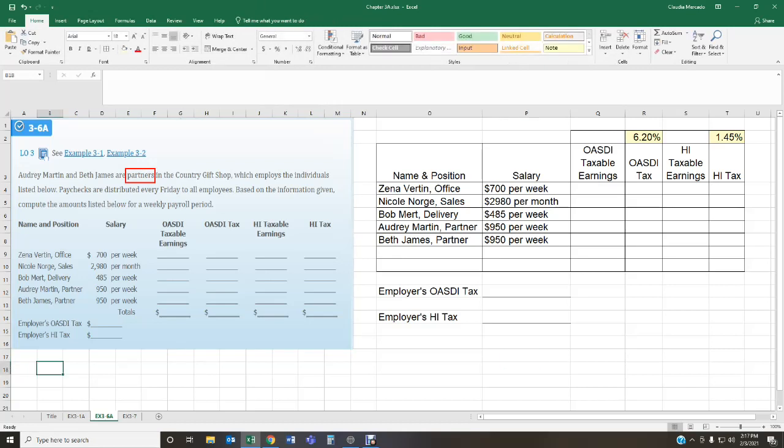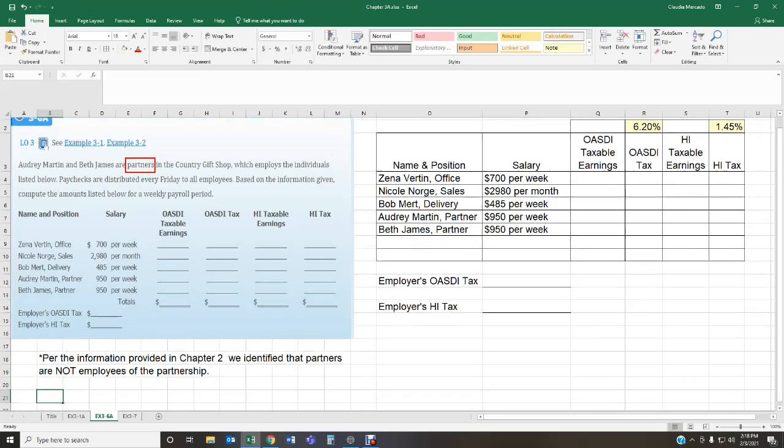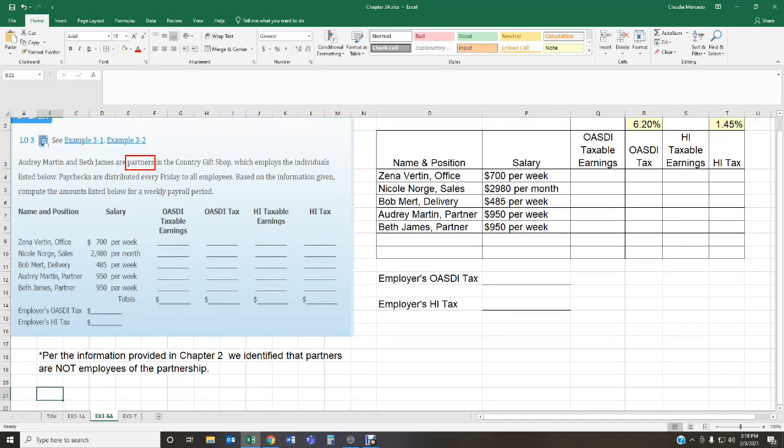Now down here I'm going to make a little note. Per the information provided in chapter 2, this is why it's very important. We're going to be using the information from prior chapters. Per the information provided in chapter 2, we identified that partners are not employees of the partnership. That was included in chapter 2.